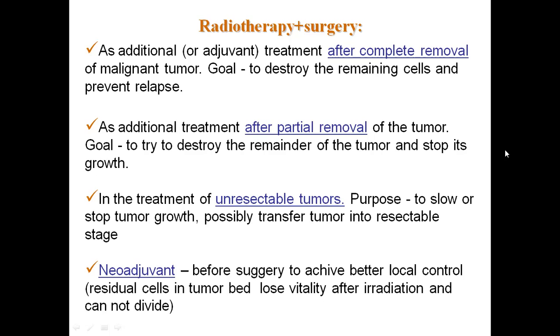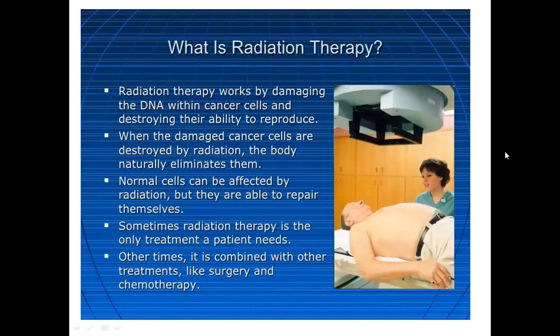In the treatment of unresectable tumors, the purpose is to slow or stop tumor growth, possibly transferring the tumor into a resectable stage. And lastly, the neoadjuvant approach is done before surgery to achieve better local control, because residual cells in the tumor bed after surgery lose vitality after irradiation and cannot divide.